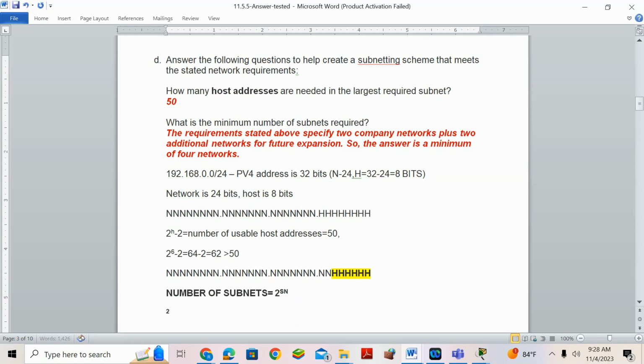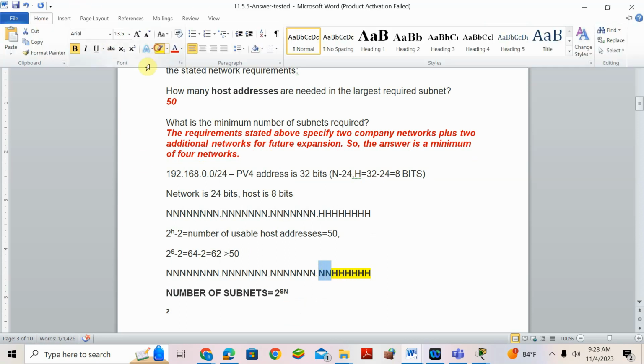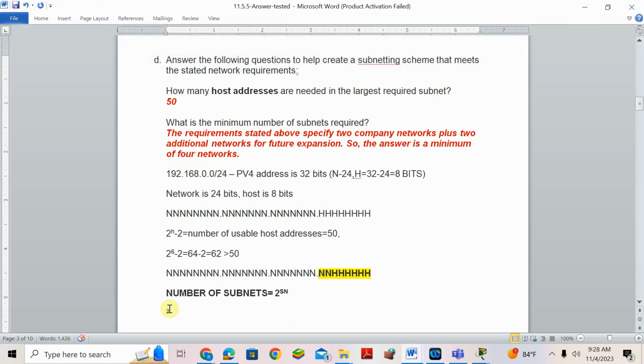That equals 2 power, how many do we have extra? No, 2. Okay, that 2, I'll make it here, 2 power 2 equal to 4 subnets.